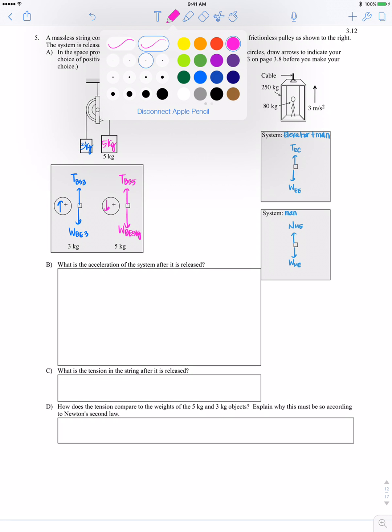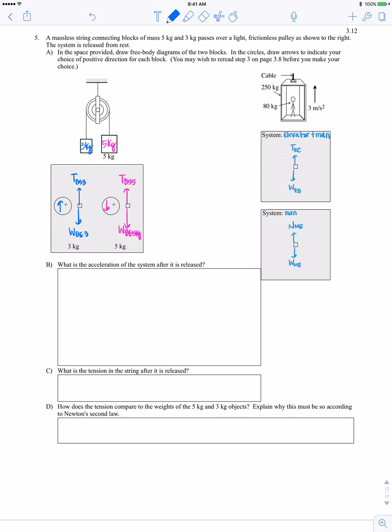So what is the acceleration of the system after it's released? We need a system of equations because clearly there are two unknowns. I don't know the tension, and I don't know the acceleration.